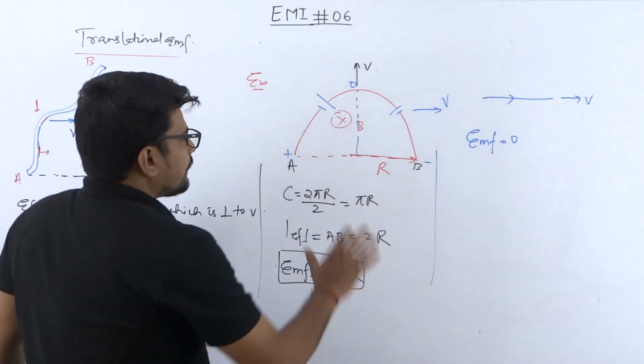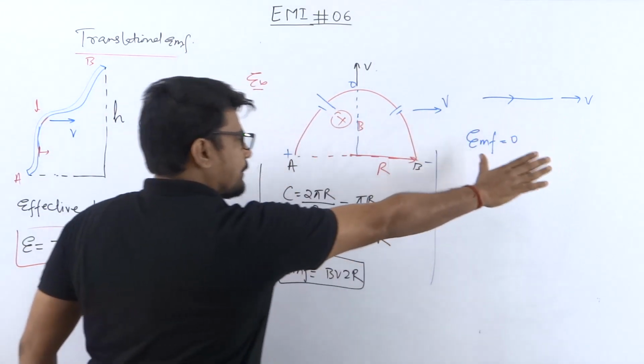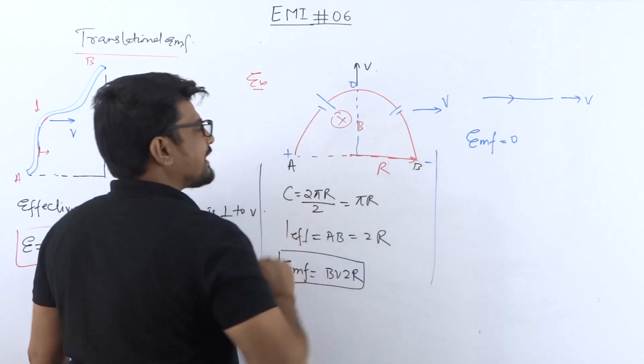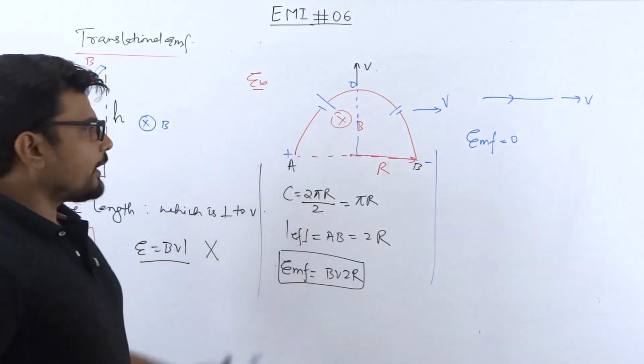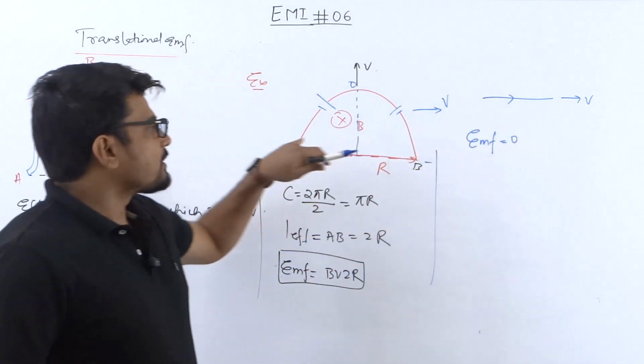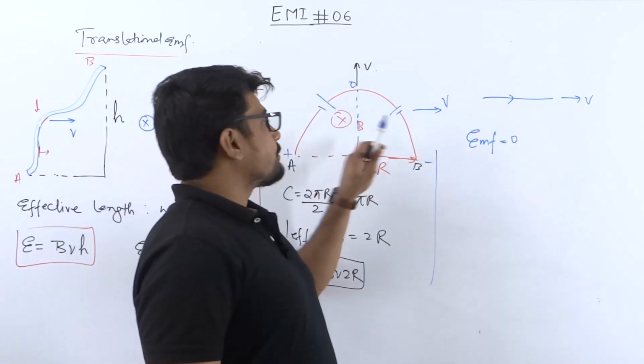Doosra approach, when it is moving rightward, aur ek approach ho gaya hamara L effective. So you can see that the EMF is B times dA by dt. It means the area swept by this is going to be 0 only. To aapka ye 0 ho jayega, EMF induced when it is moving rightward.